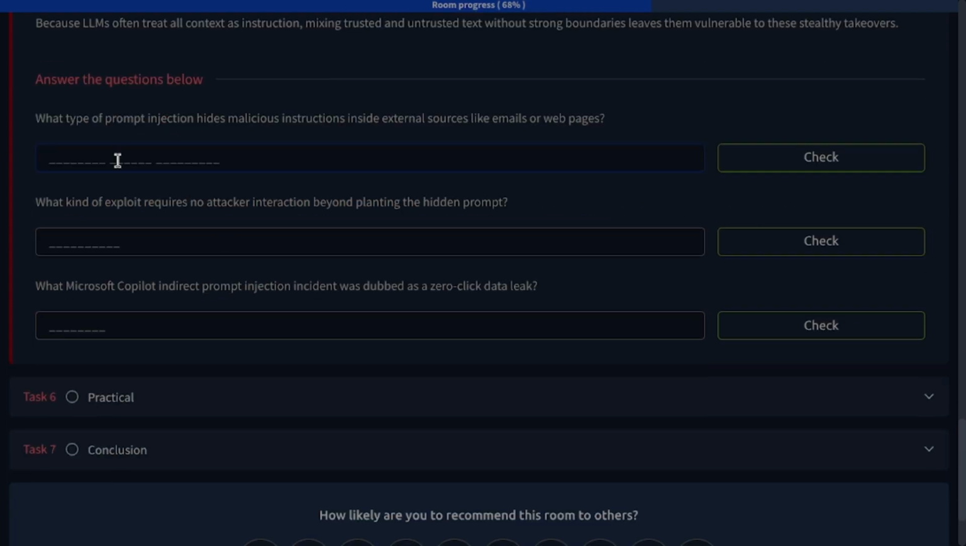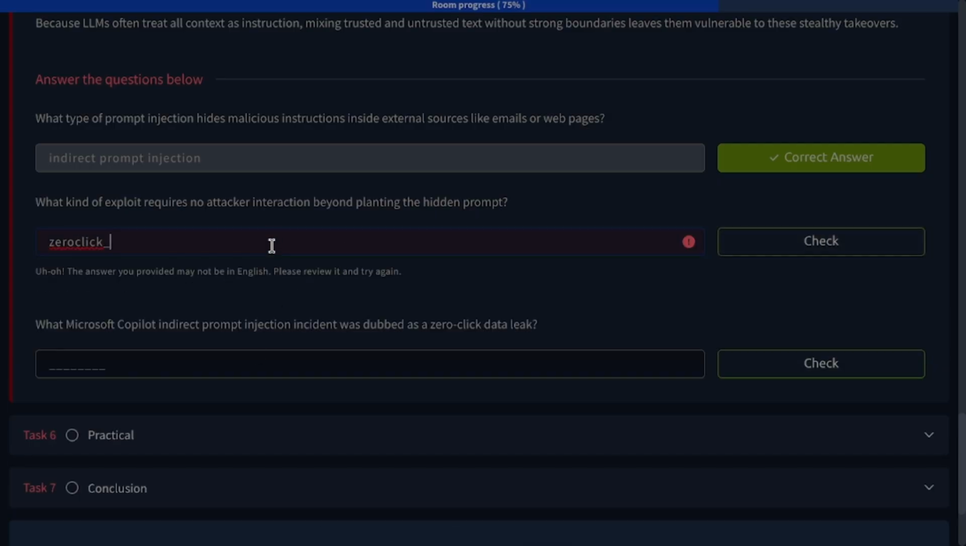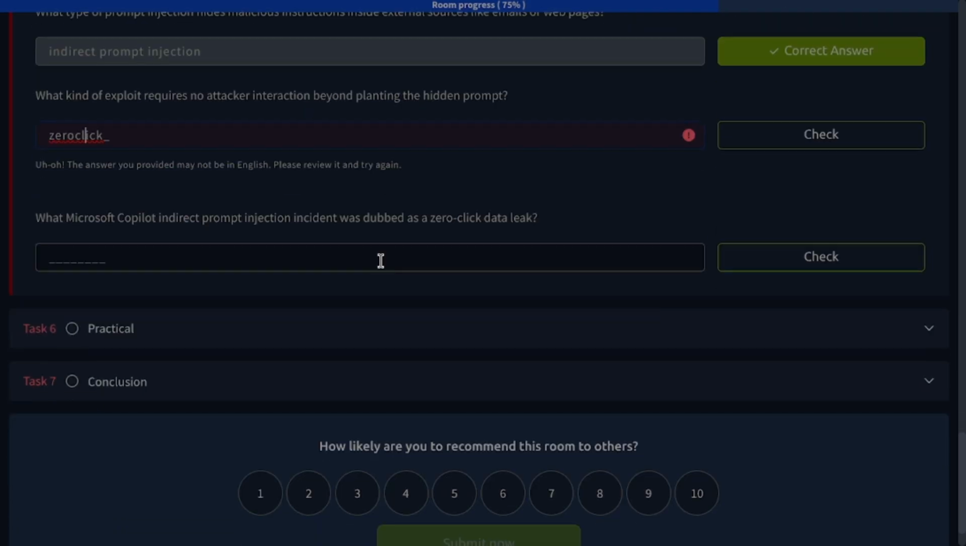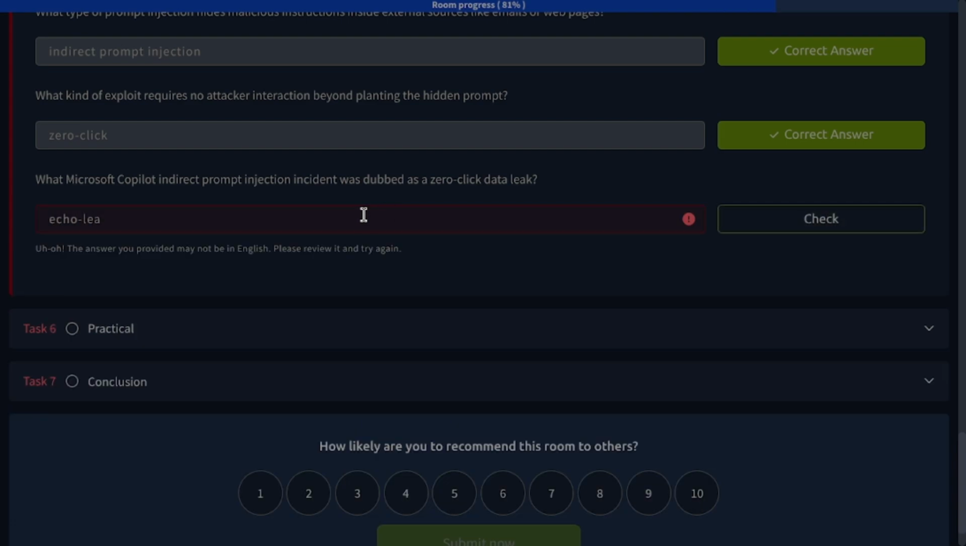What type of prompt injection hides the malicious instruction? That would be indirect prompt injection. What kind of exploit requires no attacker interaction beyond planting the hidden prompt? That was zero-click. So we need a hyphen in our answer. What Microsoft Copilot indirect prompt injection was dubbed a zero-click data exploit? That was Echo. So we don't need a hyphen over here.